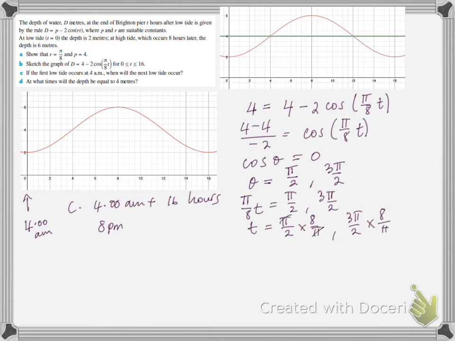Okay, so we're going to have some pi's cancelling here and here, and we're going to get 8 divided by 2 is 4, and 24 divided by 2 is 12. All right. Now, they represent hours after the first low tide, so we actually have to make sure we put in the times. So 4 a.m. plus 4 hours is going to give me 8 a.m., and 4 a.m. plus 12 hours is going to give me 4 p.m.